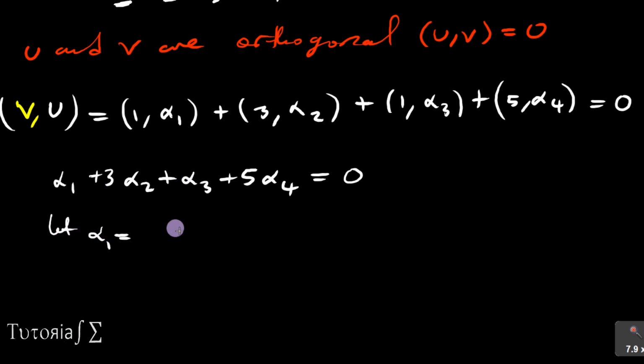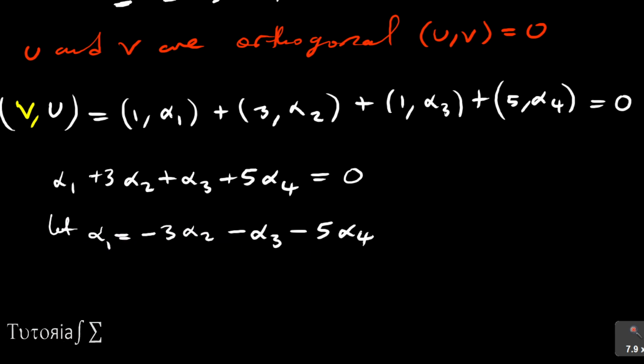So we transpose this, that will be negative 3 alpha 2 minus alpha 3, sorry. So this will transpose, it will be negative alpha 3, negative 5 alpha 4.